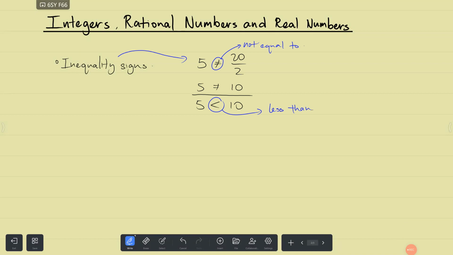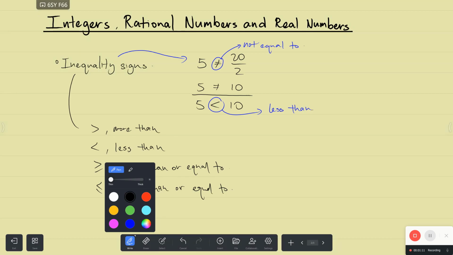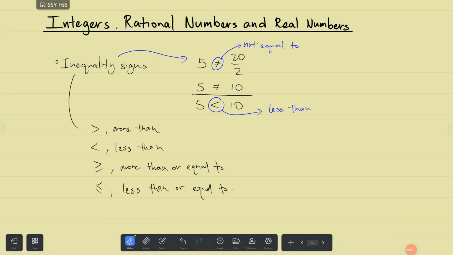So there are a few more symbols we need to understand, which are these symbols here. One way to understand these symbols is to understand that Pac-Man is a very greedy creature. So if you look at the symbol like this, Pac-Man will eat the bigger item. And the other side of Pac-Man's mouth is the smaller item.